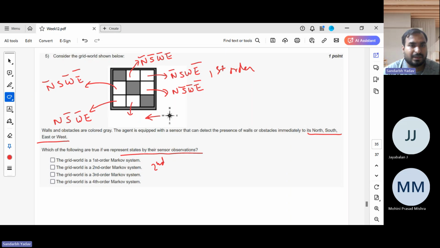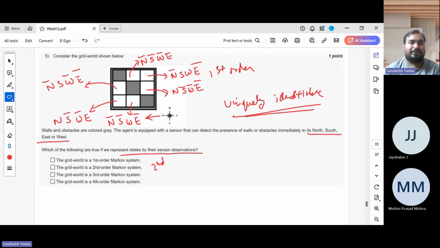Now let's see this next one. North, there is an obstacle. South, there is an obstacle. West, there is no obstacle. But east, there is an obstacle. So let's see. It goes with north and south obstacle. This is the only one. Again, it's different. So all the states are uniquely identified.